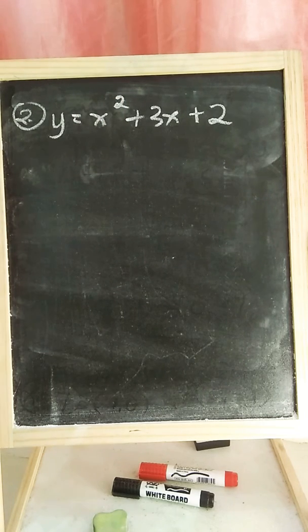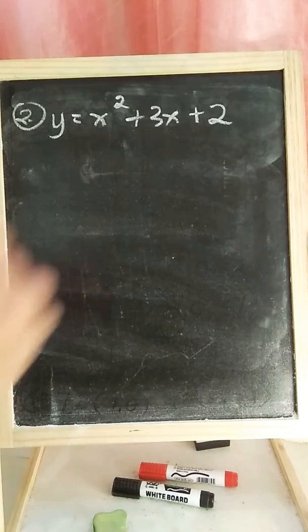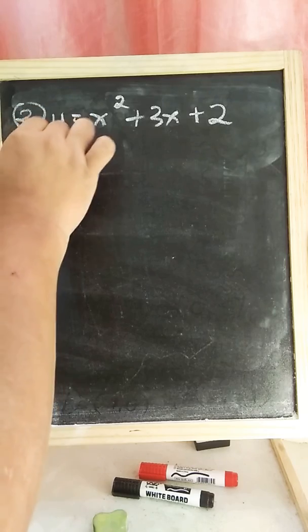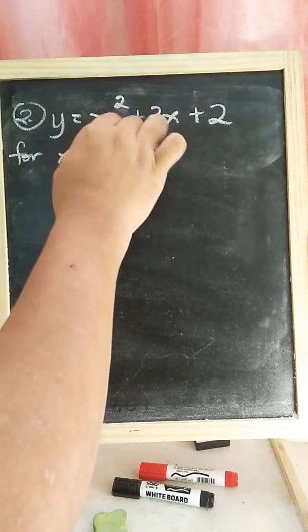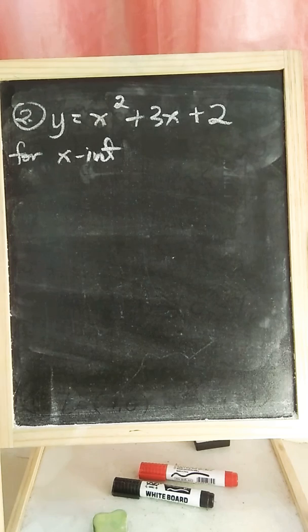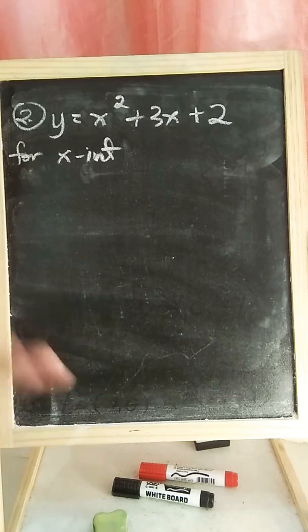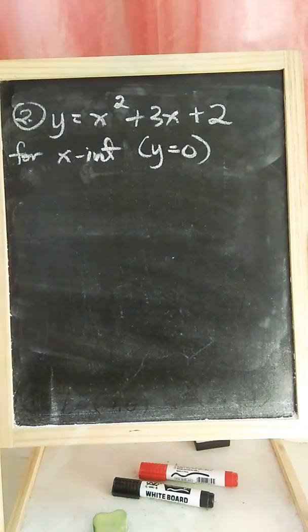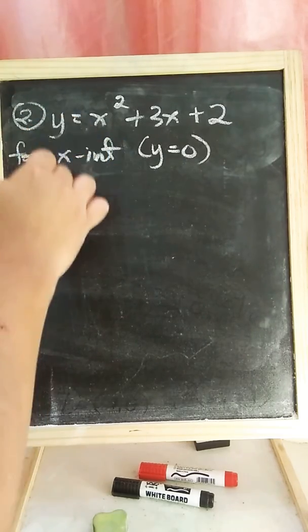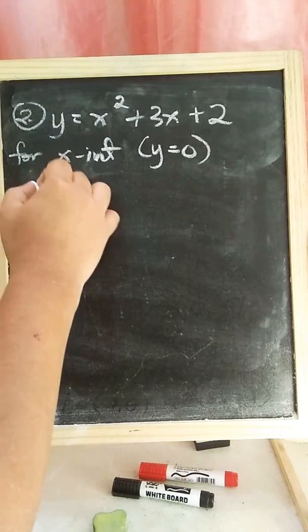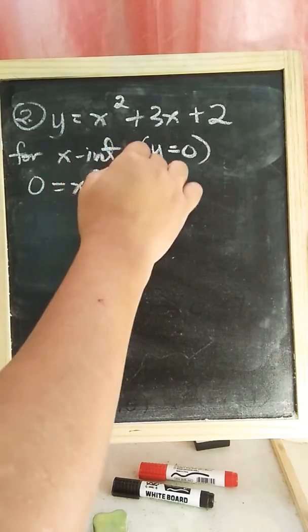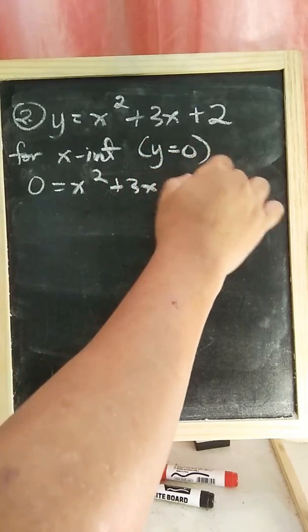Pag quadratic, anong ibig sabihin yan? Mamaya ko muna i-explain. Okay, so, we will be looking now first for the x-intercept. Again, x-intercepts are points that lie on the x-axis. So, it means that your y here is equal to 0. Substitute na natin. So, from your equation, y is equal to 0 is equal to x squared plus 3x plus 2.